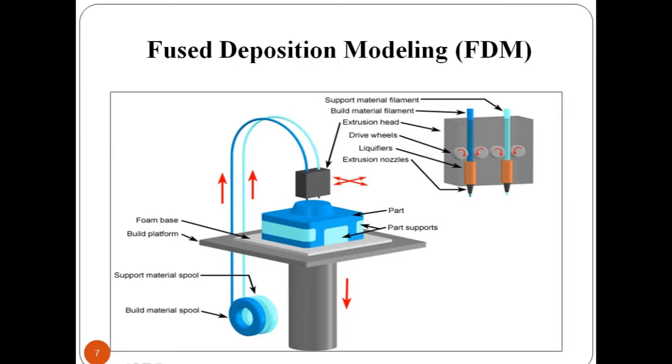FDM works on an additive principle by laying down material in layers. A plastic filament or metal wire is unwound from a coil and supplies material to an extrusion nozzle, which can turn the flow on and off. The model or part is produced by extruding small beads of thermoplastic material to form layers, as the material hardens immediately after extrusion from the nozzle. Stepper motors or servo motors are typically employed to move the extrusion head.